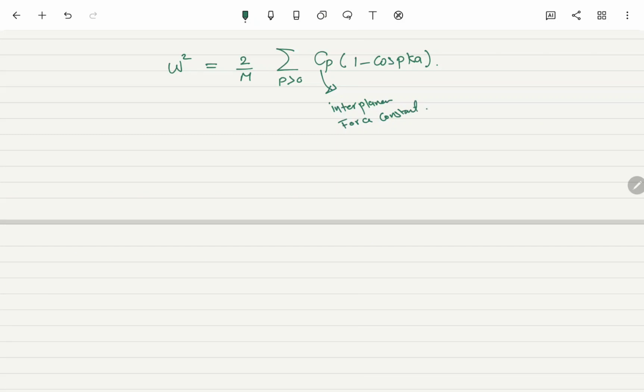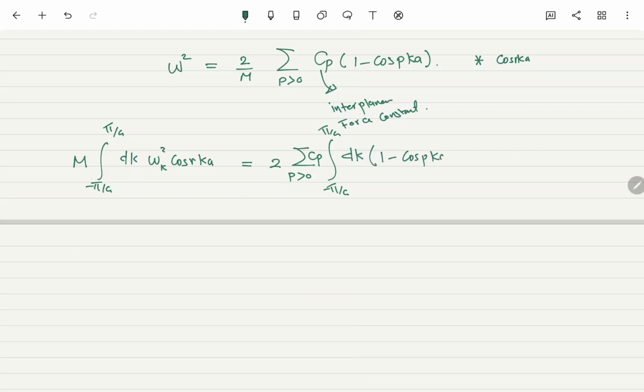And to find Cp here, let's multiply both sides of this equation with cosine rka and integrate both sides from minus pi over a to pi over a. These are boundaries. In this case here, M times integration from minus pi over a to pi over a dk omega square k cosine rka is equal to 2 summation p greater than 0 Cp integral from minus pi over a to pi over a dk 1 minus cosine pka cosine rka. Now this integral vanishes except the case when p equal to r.